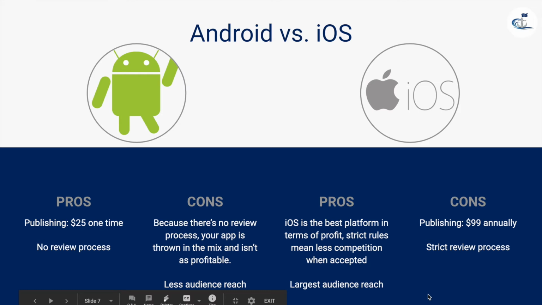Now let's talk about the pros of iOS. The pros of iOS is that it's the best platform in terms of profit. Strict rules mean less competition when accepted, and it has the largest audience reach in that respect.